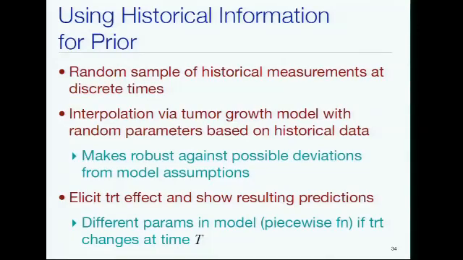So again, we have this random sample of historical measurements at discrete times. We've again used this interpolation. The interpolation, also the fact that it's anchored to observed times and we're only interpolating between those times, makes this model more robust, given that it's purely empirical, than another model might be, like assuming it's log linear or whatever. So our model assumption may not hold over the entire time course that we're looking at, but between these discrete times of tumor measurement, it should be fairly good. And we can elicit the treatment effect from our colleagues and show resulting predictions.